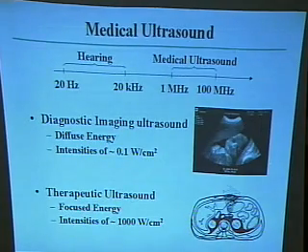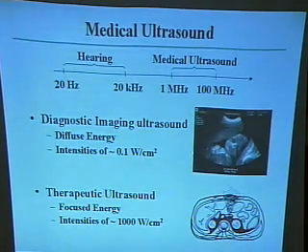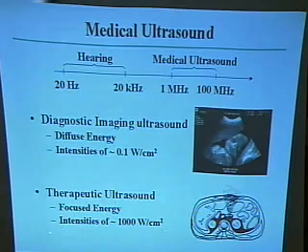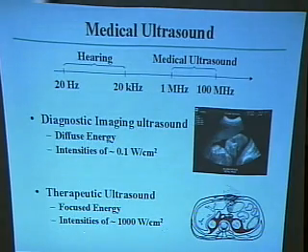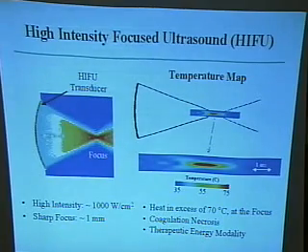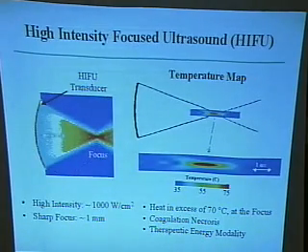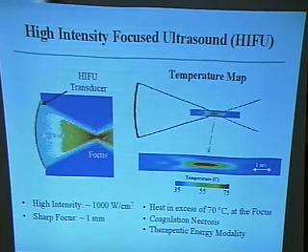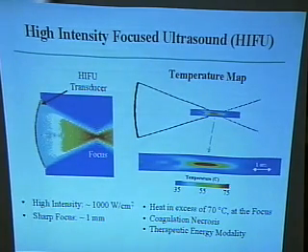For therapeutic ultrasound, you actually take that energy that's diffuse and bring it all into a focus. So you concentrate the energy. That's the focused energy part. The intensity gets to the order of 1,000 watts per centimeter squared. Here I'm showing a simulation of a HIFU transducer and the beam. You can see that it gets focused here. The red color indicates the high intensity.